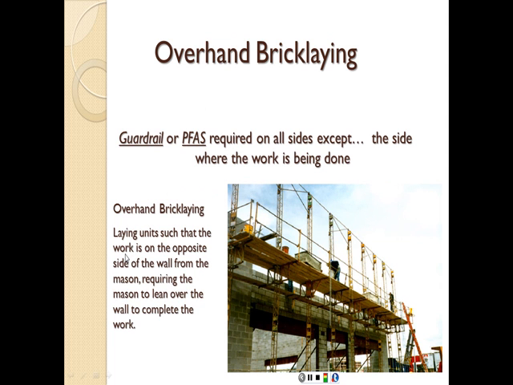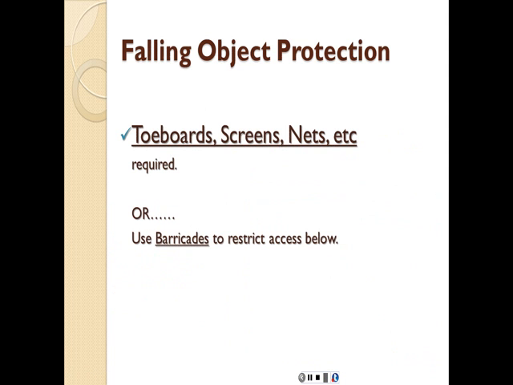Laying units such that the work is on the opposite side of the wall from the mason, requiring the mason to lean over the wall to complete the work, then in this case you don't need to have the guardrails. Toe boards, screens and nets, etc. are going to be required, or use barricades to restrict access below. So either you're going to have the proper toe boards and screens and nets to prevent falling debris from hitting someone who's standing or walking underneath the scaffold, or you're going to have a barricade at the lower level preventing anyone from being there while work is being done on top of the scaffold.